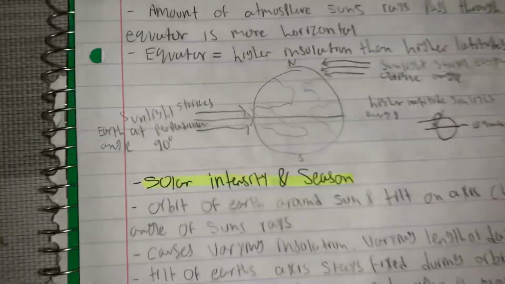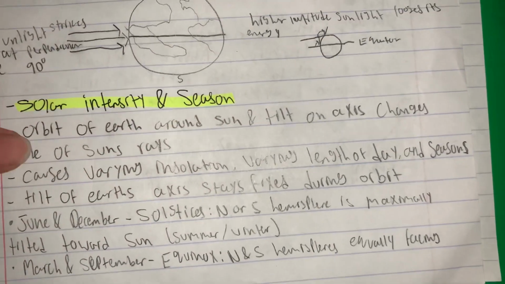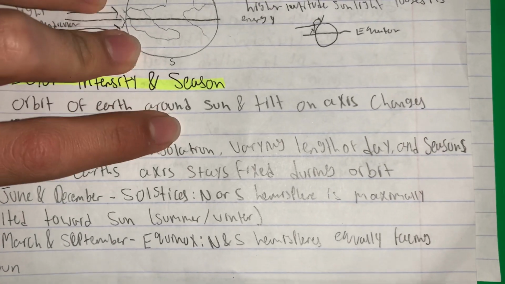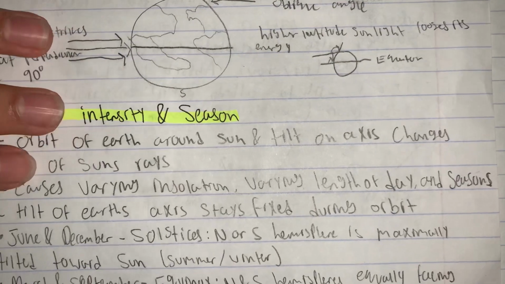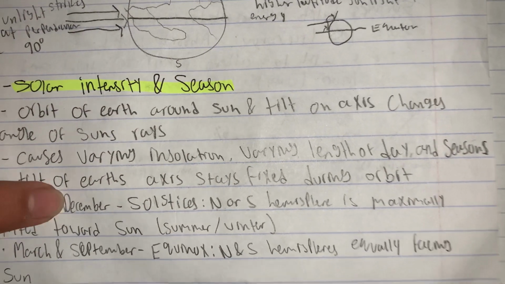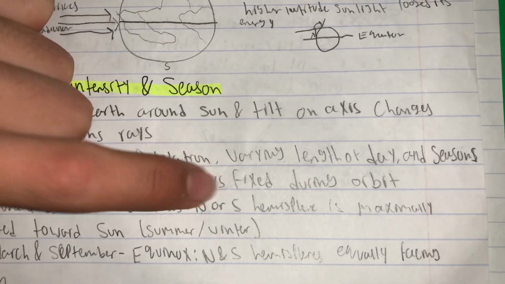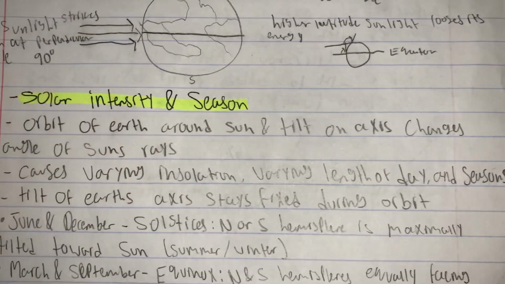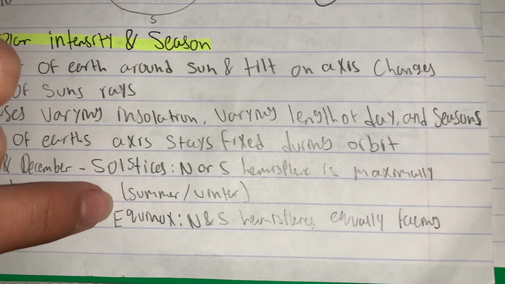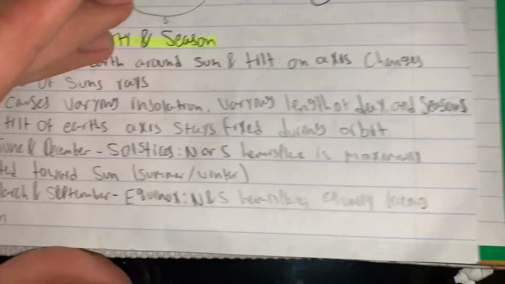And then solar intensity and season: the orbit of Earth around the sun and the tilt of its axis change the angles of sun rays. This causes varying insolation, varying lengths of days, and seasons. The tilt of Earth's axis stays fixed during orbit. June and December solstices: the north or south hemisphere is maximally tilted toward the sun, which is summer or winter. And then March and September, which is the equinox, when the north and south hemispheres equally face the sun.